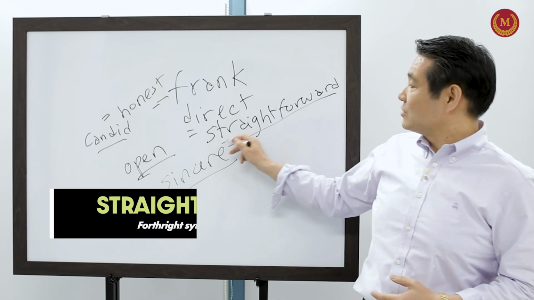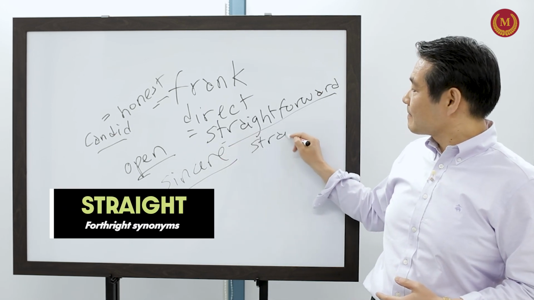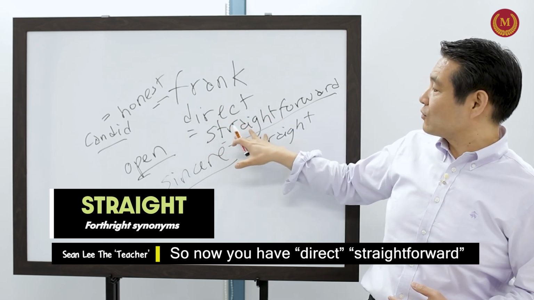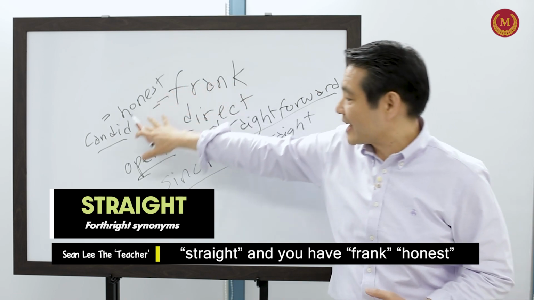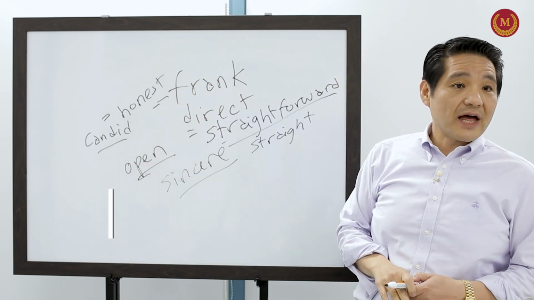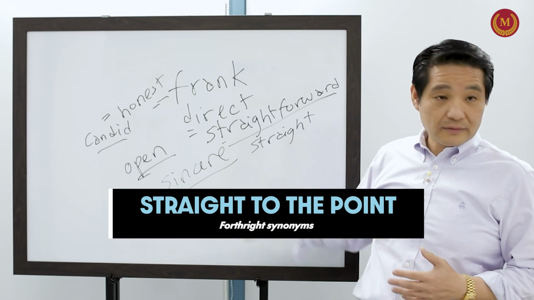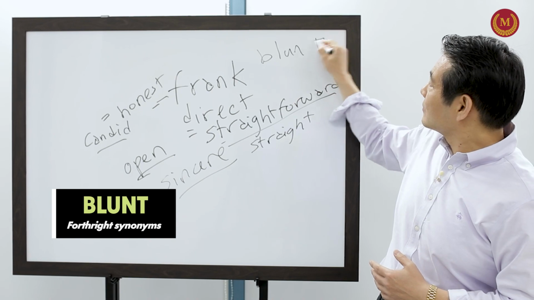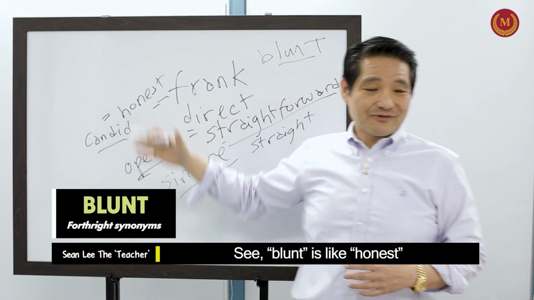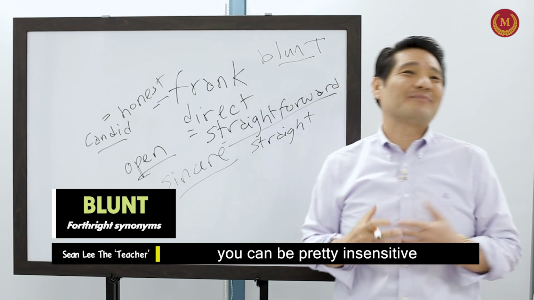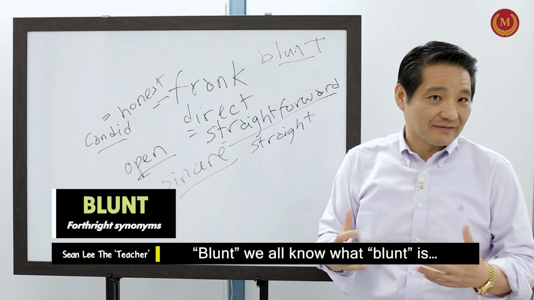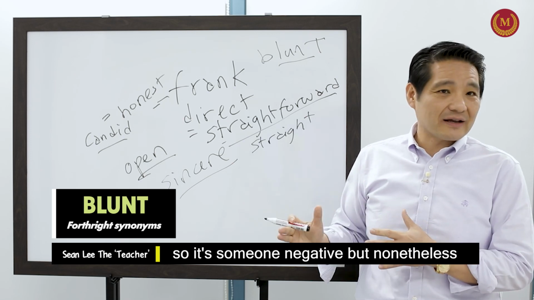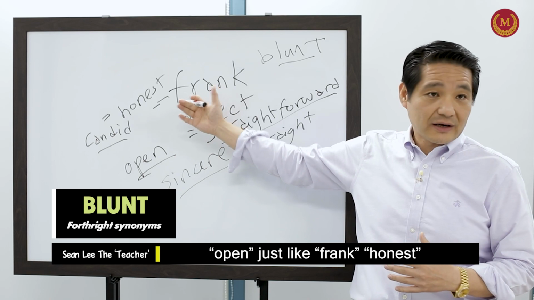And then you have straightforward, you can just say straight. So this straight is more like direct. So now you have direct, straightforward, straight, and you have frank, honest, candid, right? And you have open, sincere. Then you have straight to the point. Straight to the point, direct to the point, right? You have blunt. See, blunt is like honest, right? You tell it like it is, but then again, you can be pretty insensitive when you do that, right? Blunt, right? We all know what this word is. Blunt as an English speaker. Blunt. So it's just somewhat negative, but nonetheless, it's just like open or frank, honest.